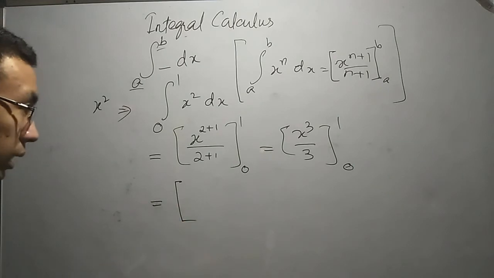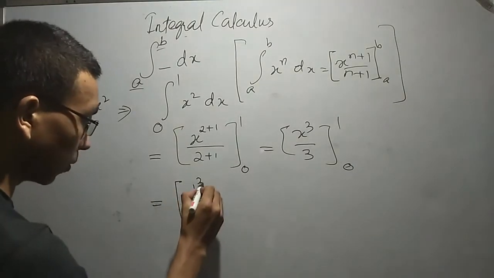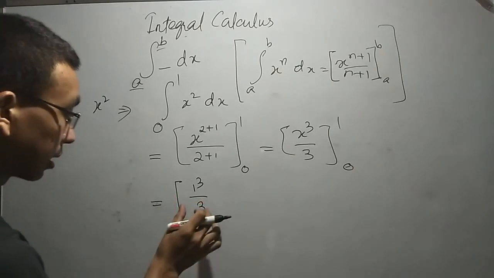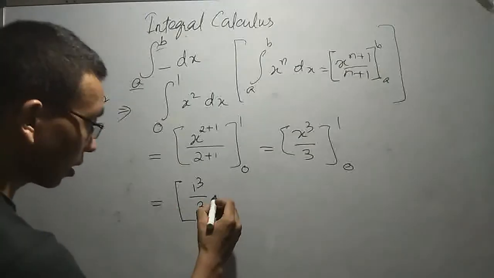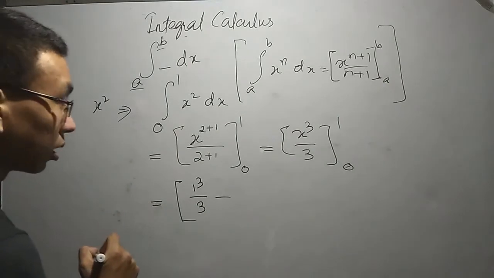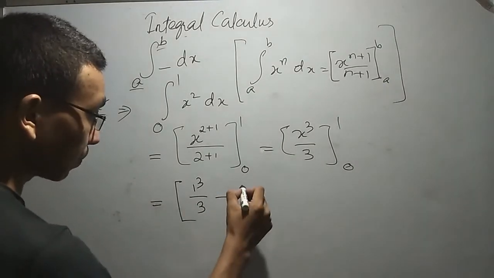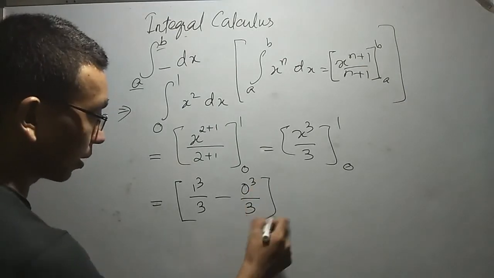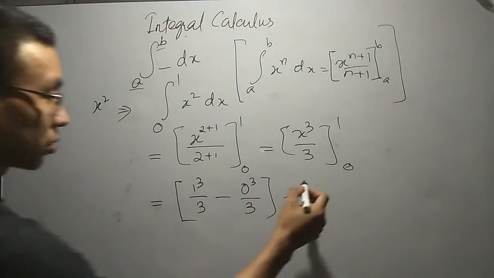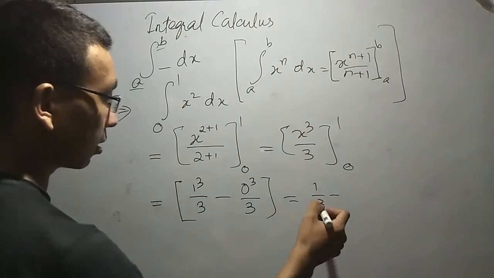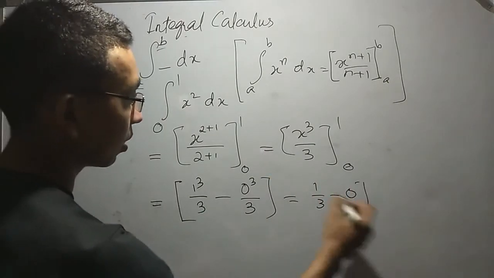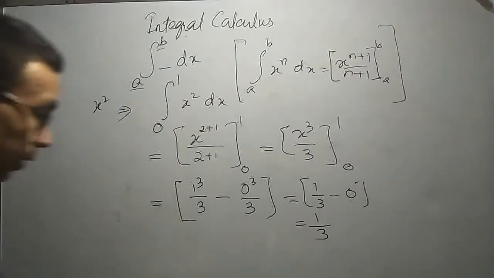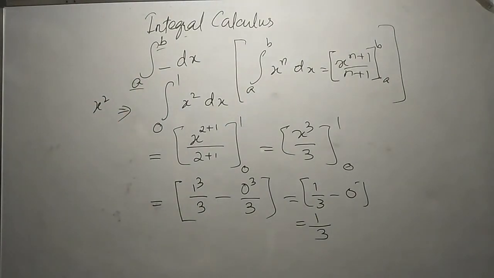Our upper limit value is 1, so 1 cube by 3. This 3 is not a variable, so it is a constant, and we keep it as it is. Upper limit minus lower limit, so the lower limit is 0 cube divided by 3. Now 1 cube is 1, so 1 by 3 minus 0 by 3, which is 0 only, and we get the final answer 1 by 3. I hope you are clear with this one.